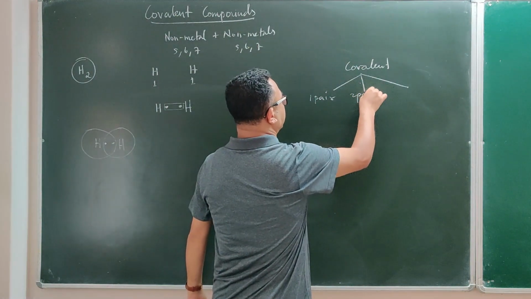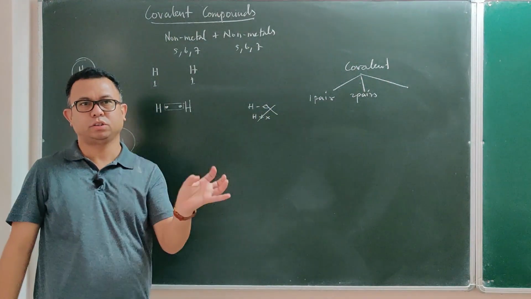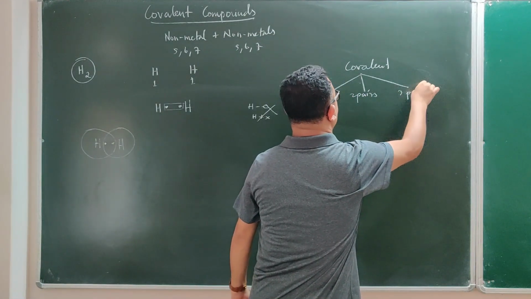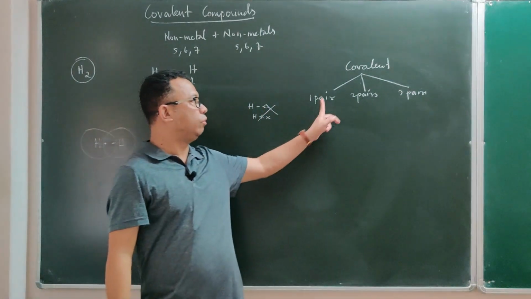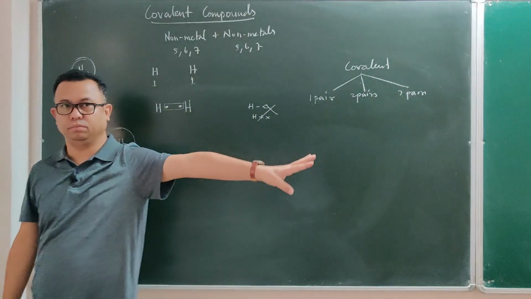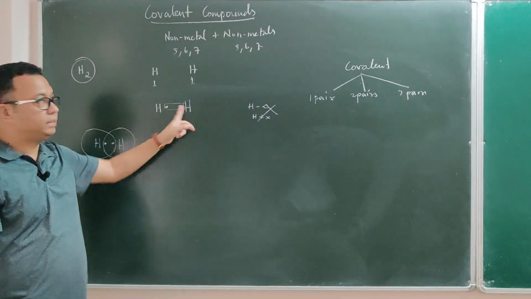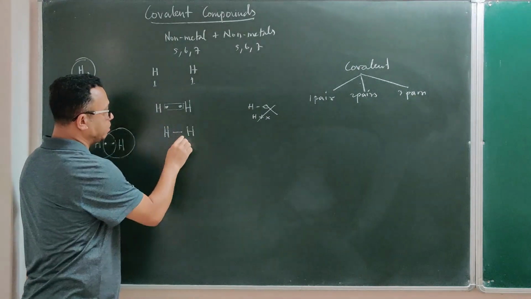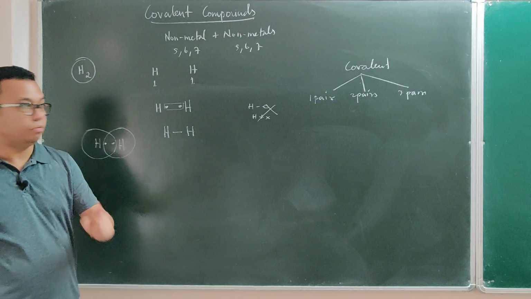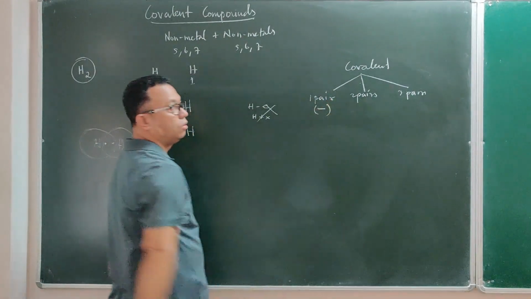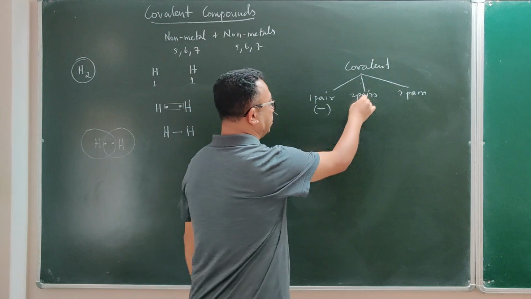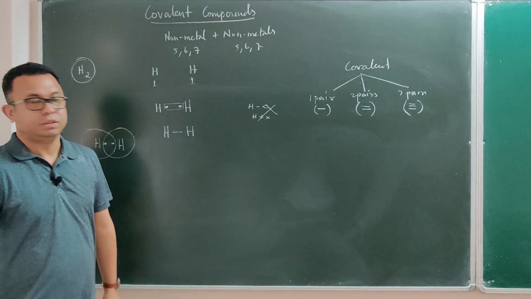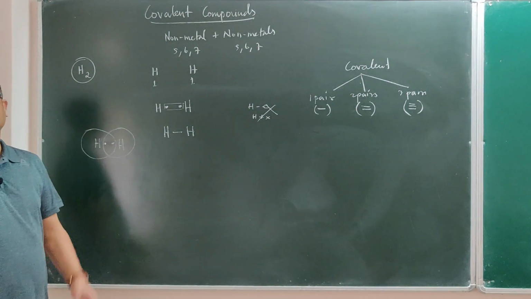When 2 pairs of electrons are shared, like in the case of oxygen to oxygen, it is a double covalent bond. And when 3 pairs of electrons are shared, we call it a triple covalent bond: single covalent bond, double covalent bond, triple covalent bond. A covalent bond is represented by a dash. A single dash means a single covalent bond, 1 pair of electrons. 2 pairs of electrons will be represented by a double dash, and 3 pairs of electrons by 3 dashes, like this.